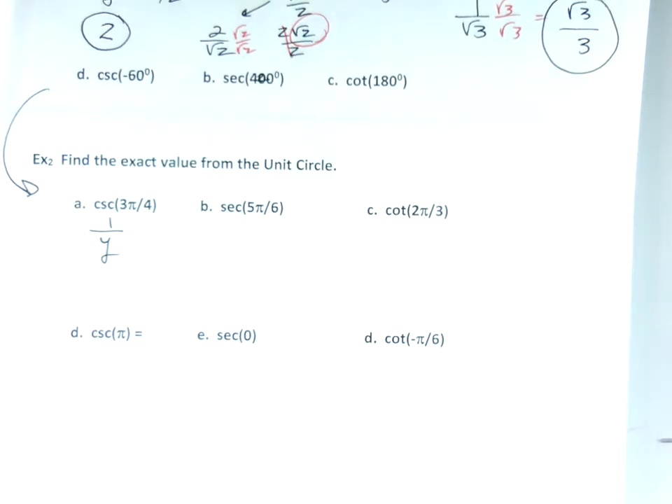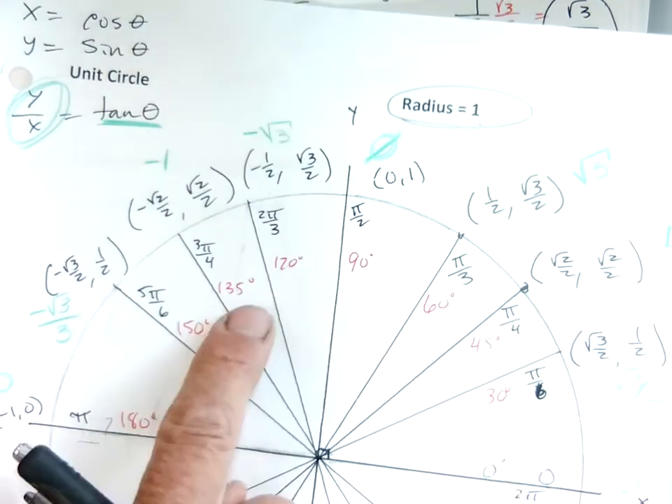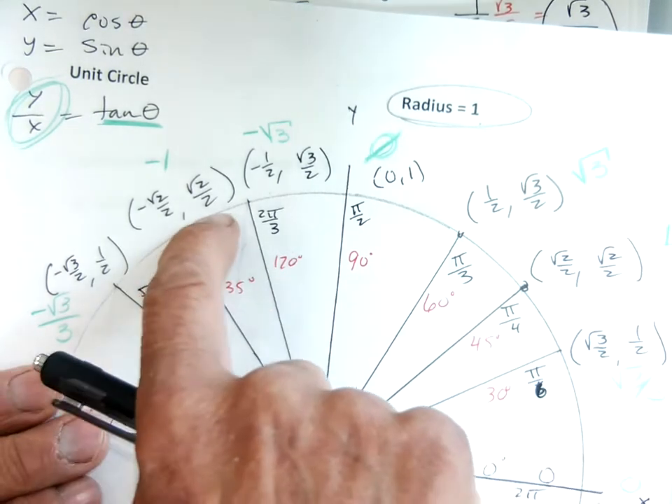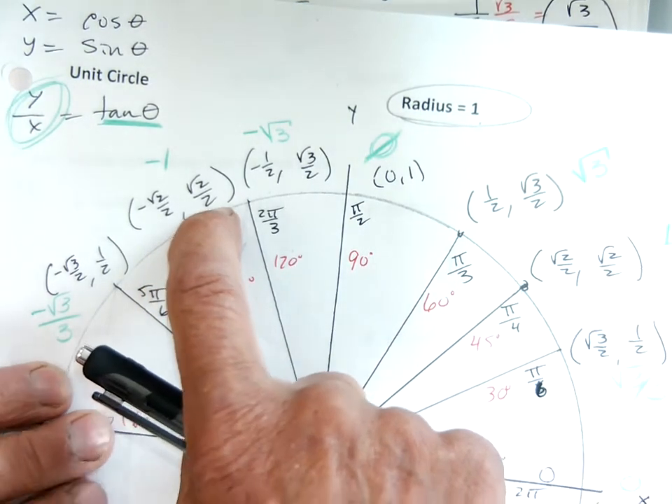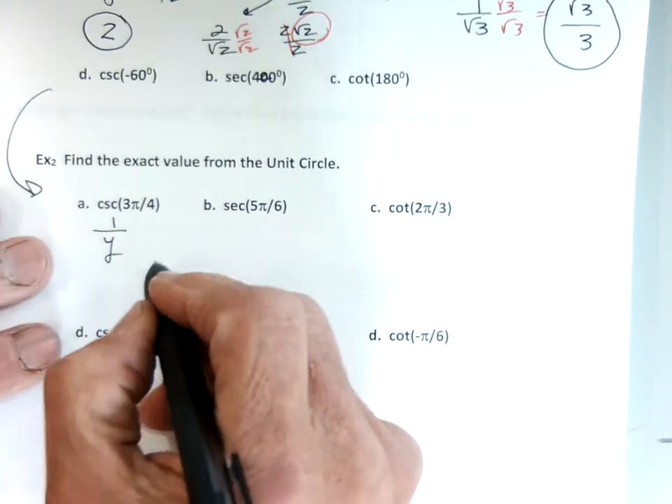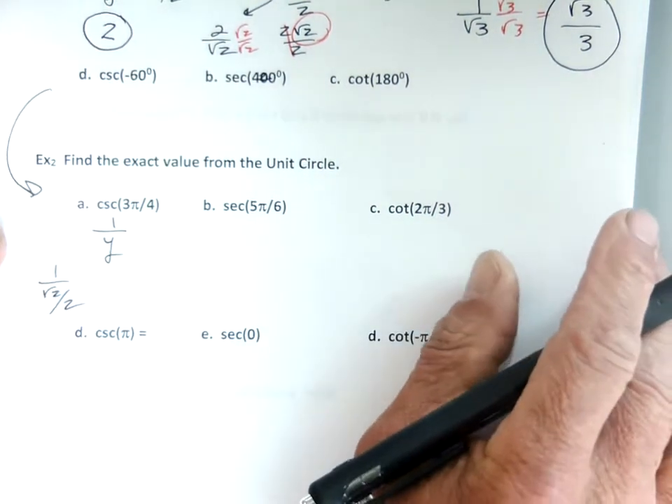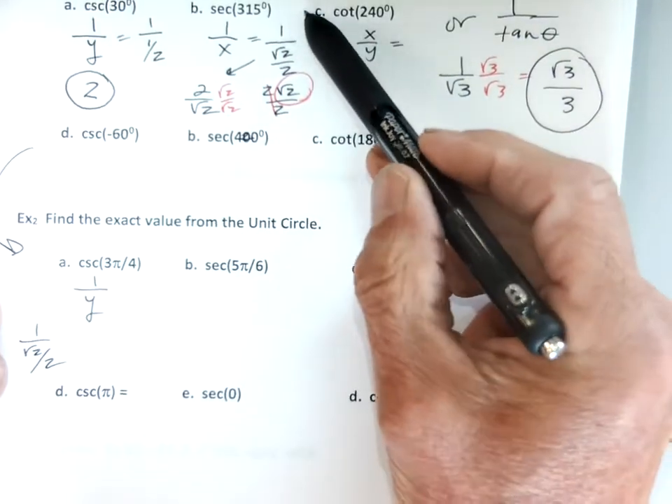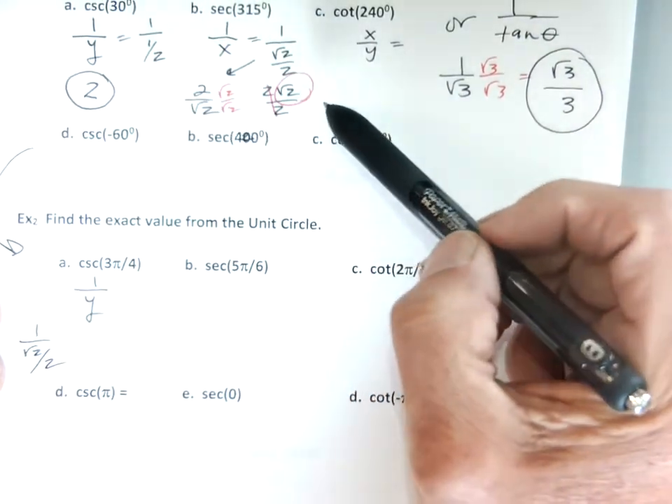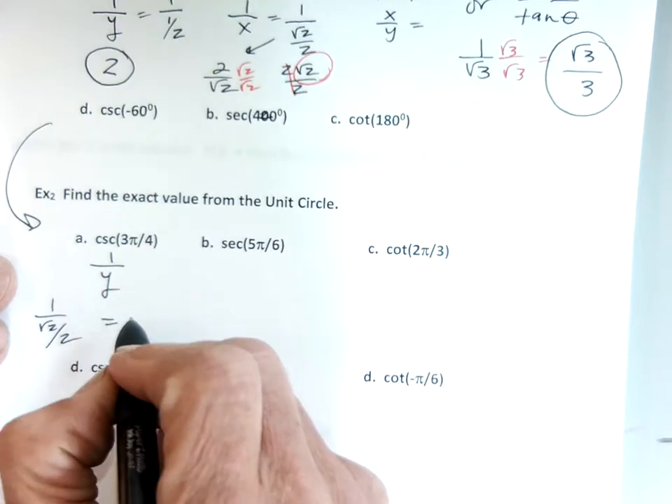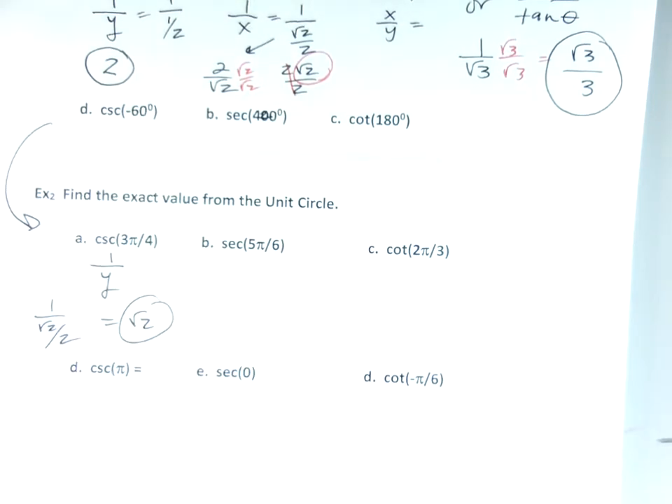3 pi 4ths is there. If it's 1 over the y value, it's 1 over the square root of 2 over 2. Now I did that one, I think. Didn't I do that, 1 over the square root of 2 over 2? I did all that work up here, and the answer turned out to be just the square root of 2. I don't need to do the work again. You guys agree? I already did it, right? Let's just leave it, okay?